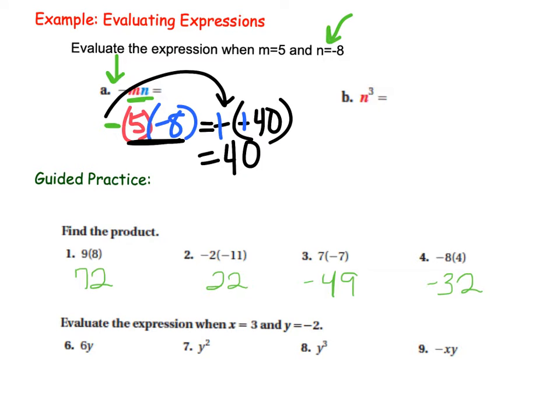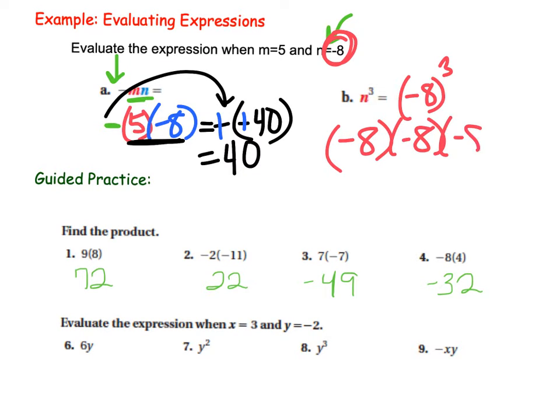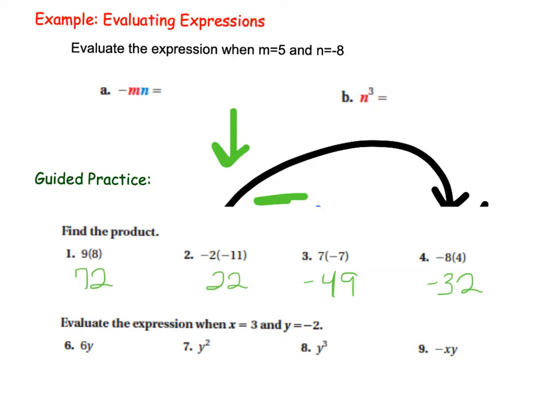For letter B, you can see that you're supposed to take n and cube it. Well, n is a negative 8. So that negative 8, the entire thing is being cubed. You have to use parentheses here or you'll get the wrong answer. Remember that 3 means that I'm repeatedly multiplying a negative 8 by itself 3 times. Your final answer in this situation will be a negative number, because a negative times a negative is a positive, and this positive result times this negative one will yield you a negative answer. Negative 512.